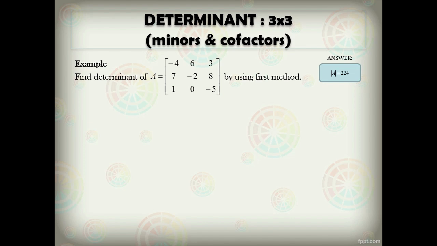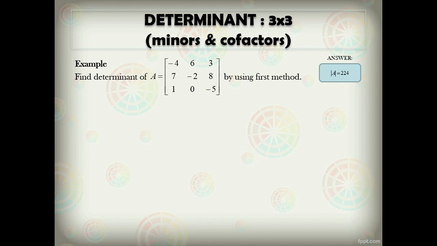In the examination, if you were asked to use a particular method, you must use the method mentioned. You don't have the freedom to choose which method unless it isn't mentioned anywhere in the question. Then you are free to choose which method you are comfortable with to solve for the determinant. Let us apply the first method.